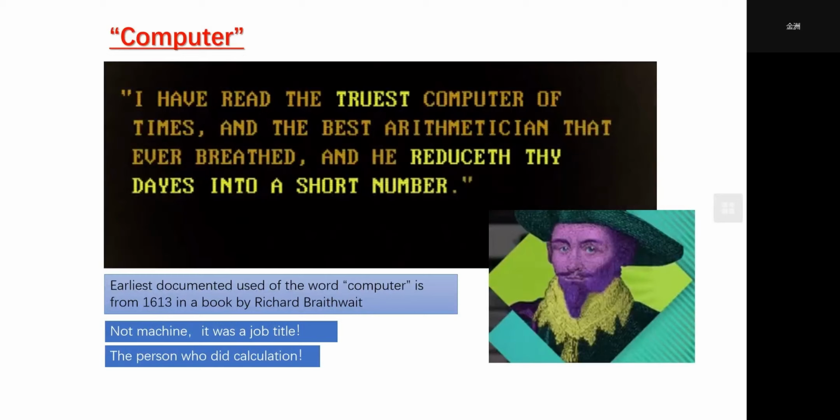The earliest document we found today that mentions the word computer was from 1613, in a book by Richard Braithwaite, who wrote this book and came up with this word, where computer referred to a person who did the calculation, meaning a job title.